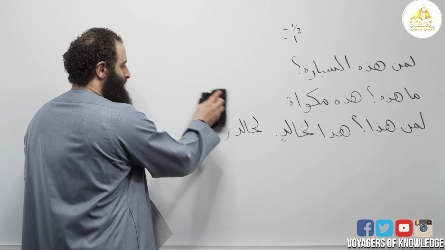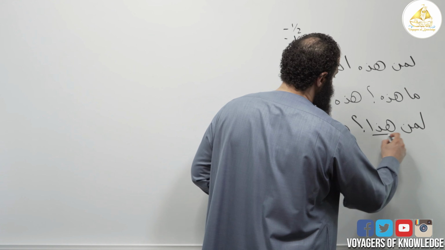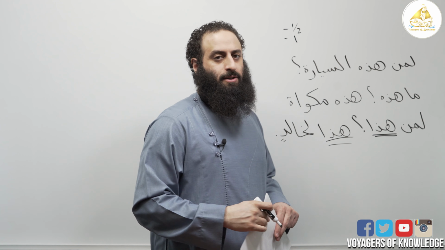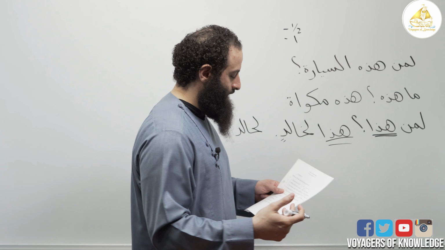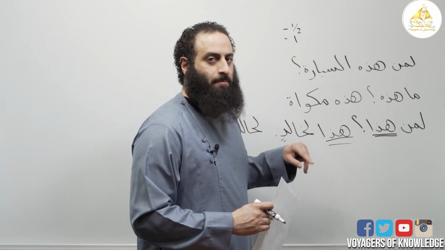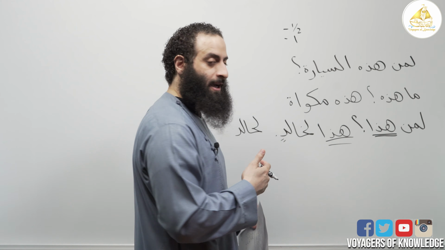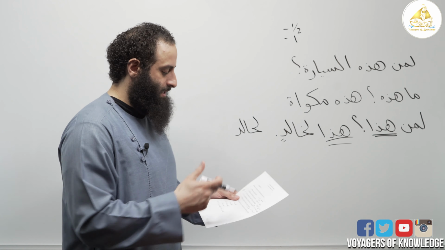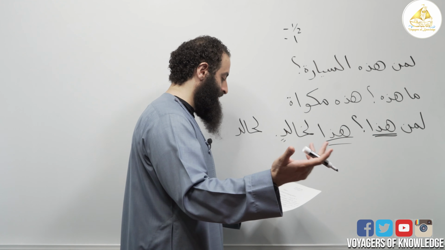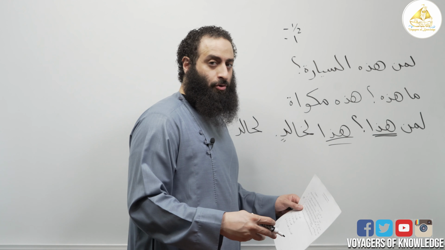When I said there's a little bit of flexibility, it means here. The question in English just simply says, whose or for whom is this? It didn't say if it's masculine or feminine. So if you write لمن هذه، هذه لخالد, you're okay, because the question didn't require you to specify if it was masculine or feminine.